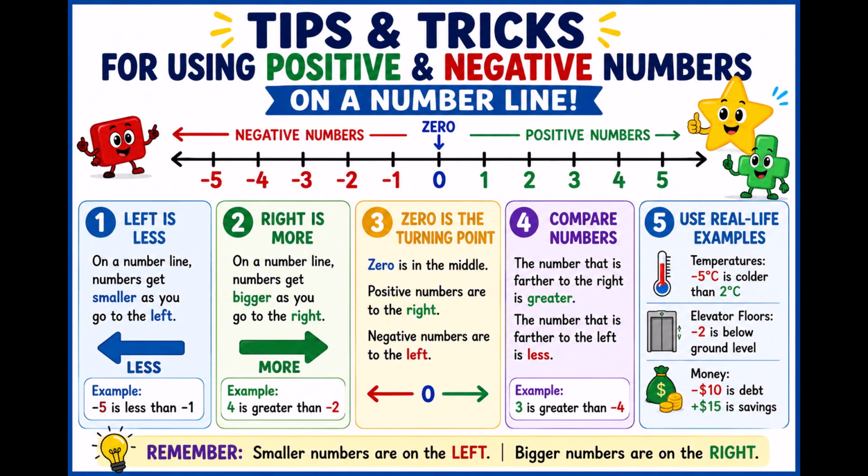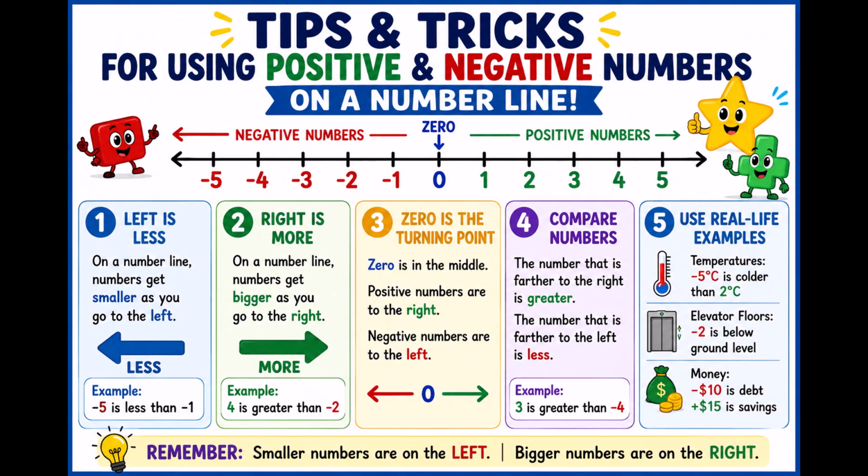Now let's look at some tips and tricks for using positive and negative numbers on a number line. Number 1, left is less. Number 2, right is more. Number 3, 0 is the turning point. Number 4, compare numbers. And number 5, use real life examples. Now let's slow that down.